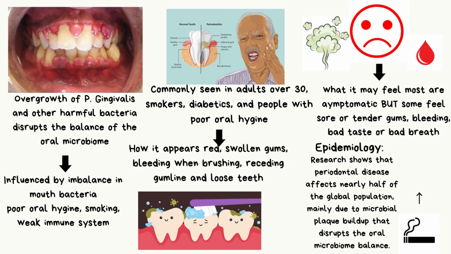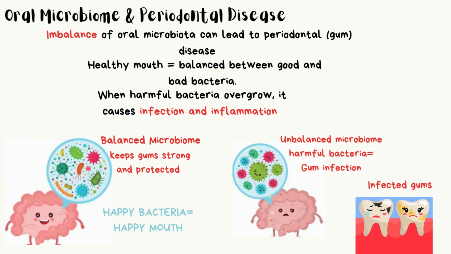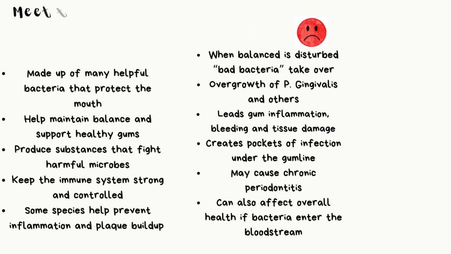Epidemiology research shows that periodontal disease affects nearly half of the global population, mainly due to microbial plaque buildup that disrupts the oral microbiome balance. Oral microbiome and periodontal disease. Imbalance of oral microbiota can lead to periodontal gum disease. A healthy mouth equals a balance between good and bad bacteria. When harmful bacteria overgrow, it causes infection and inflammation. A balanced microbiome keeps gums strong and protected. Happy bacteria, happy mouth. Unbalanced microbiome, harmful bacteria equals gum infection and infected gums.